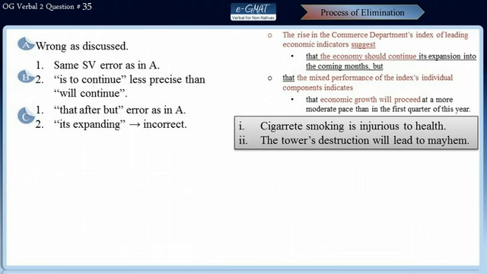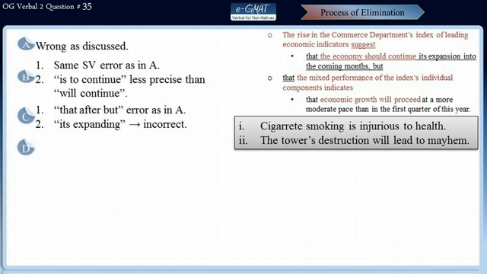The tower's destruction will lead to mayhem. Now, the verb destruct can have two noun forms. One is destruction, which is a direct noun form, and another is destructing, the verb ing form. But here the sentence requires the use of the noun form of destruct, so it's better to use destruction in place of destructing. Same is the case with this choice. Here expansion should be the correct expression to be used in this choice. So for these reasons, choice C is also not correct.